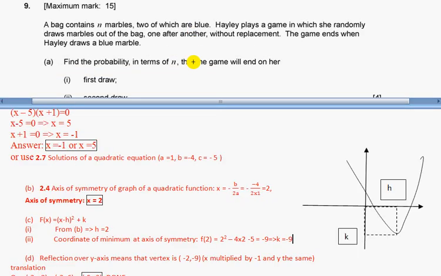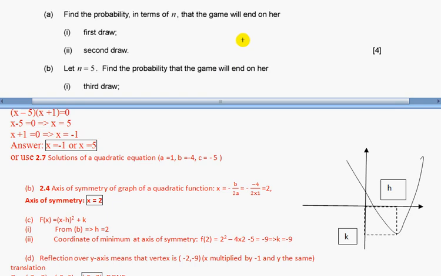Question 9. A bag contains n marbles, 2 of which are blue. Haley plays a game in which she randomly draws marbles out of the bag, one after another without replacement. The game ends when Haley draws a blue marble. Find the probability in terms of n that the game will end on her first draw.